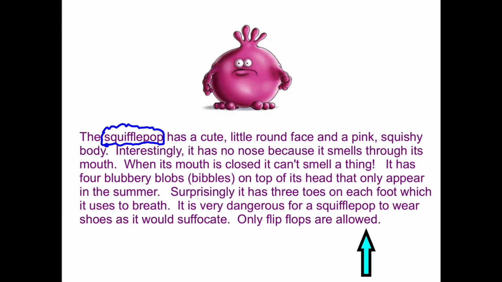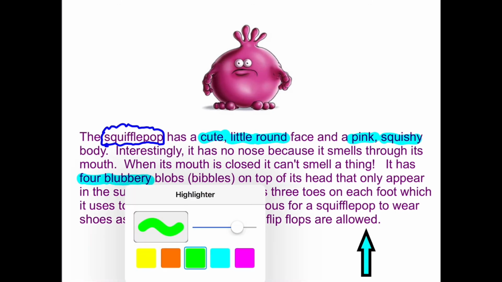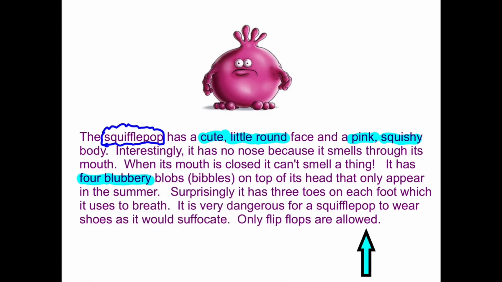So let's have a look at some of the different types of words that I've used. Now, because we're describing appearance, it's got to have adjectives. So we've got cute, little, round. And we've got pink, squishy, body. And I think those are the main adjectives. Oh, we've got 4 blubbery blobs on top of its head. Now, are there any adjectives? Let's use the right colour for the adjectives. I mean adverbs. Are there any adverbs?